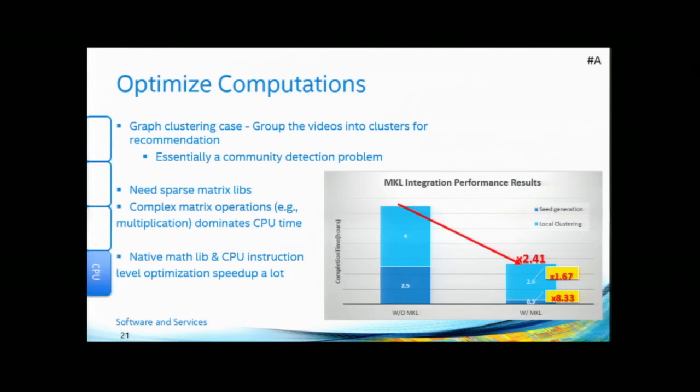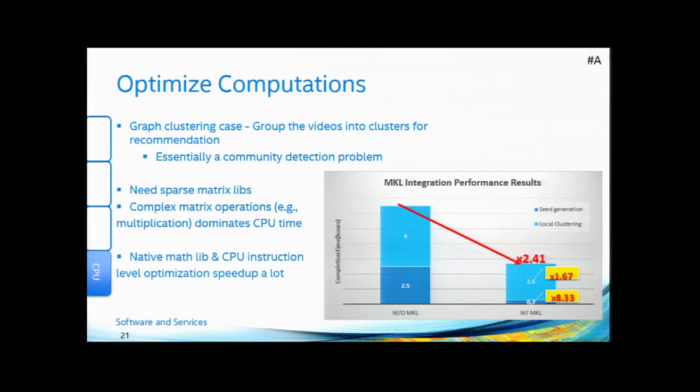Okay, another optimization is still on the computation part. Here is the graph clustering case. It is essentially a community detection problem. We group the videos into clusters for further recommendation. And here we found that the customer really needs a sparse matrix library. Besides that, there are lots of complex matrix operations, so those of them dominate the CPU time.